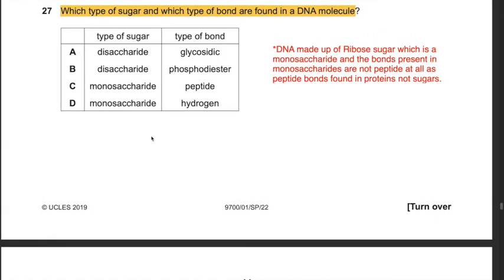Question 27. Which type of sugar and which type of bond are found in a DNA molecule? DNA is made up of a ribose sugar, which is a monosaccharide, and the bonds present in monosaccharides are not peptide at all, as peptide bonds are found in proteins, not in sugars. Therefore, C is obviously incorrect because it mentions peptide bonds, which is not present in sugars. And the type of sugar is monosaccharide, hence the best possible answer being D. Type of sugar monosaccharide, type of bond hydrogen. A and B are incorrect because the type of sugar is not monosaccharide, and C is incorrect because the type of bond given is peptide. Therefore, D is the best possible answer.